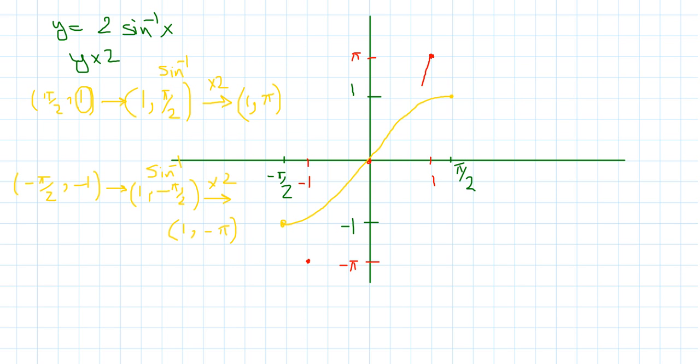So easily I drew this. If you draw the graph, the line of y equal x, you can see easily it is the reflection of this graph. So the red one is 2 sine inverse x.